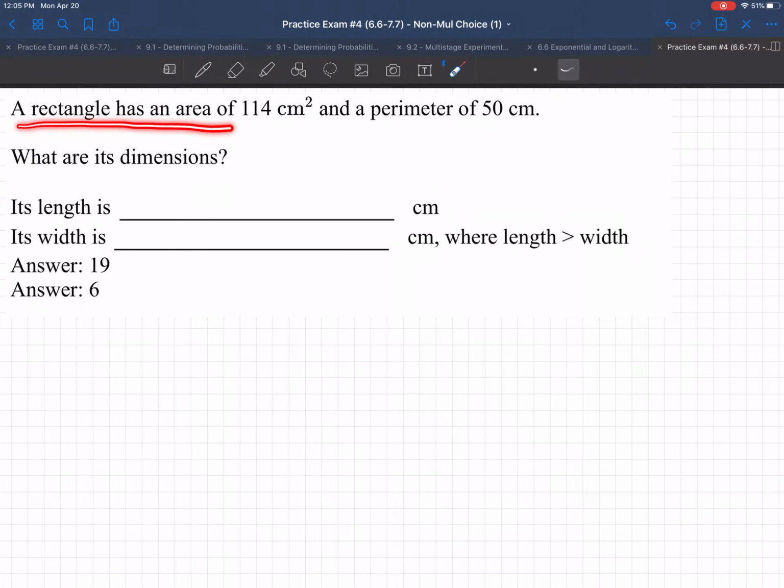A rectangle has an area of 114 square centimeters and a perimeter of 50. What are its dimensions? What are its length and its width?